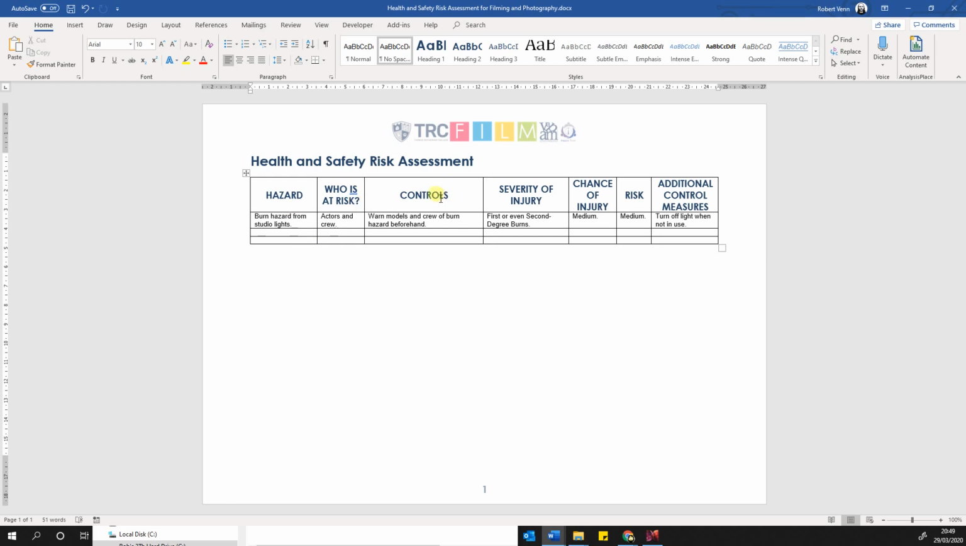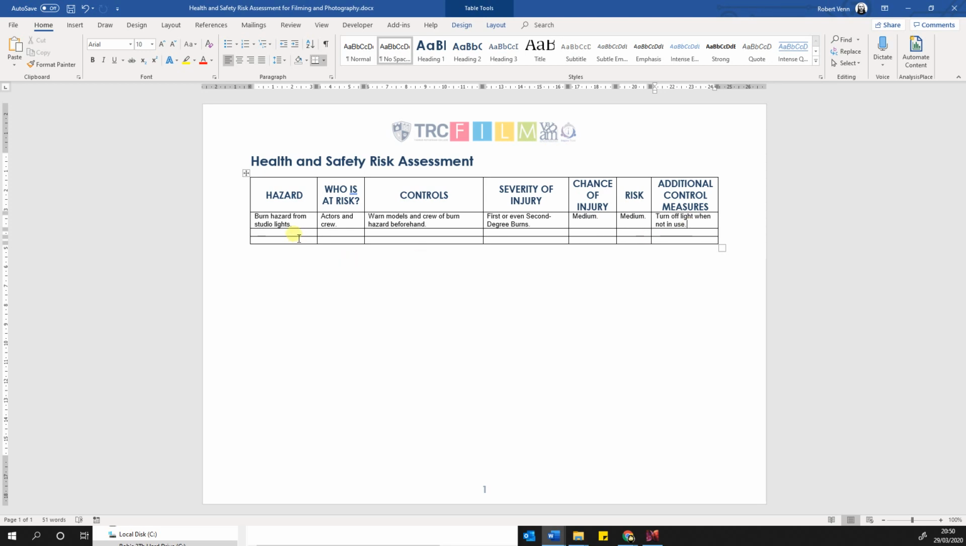Control. What are you going to do about it? Well, I'm going to warn the models and the crew beforehand that they may get burned if they touch the lights. Severity of injury. So what could the severity of that injury be? Well, you might get a first degree, potentially you might even get a second degree burn. That's unlikely. Chance of that happening? Medium. It's unlikely, but it could happen. Additional control measures. Well, I tell you what, I'll turn the lights off when I'm not using them, so they don't get quite as hot.